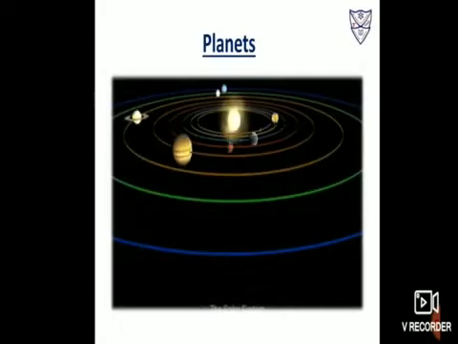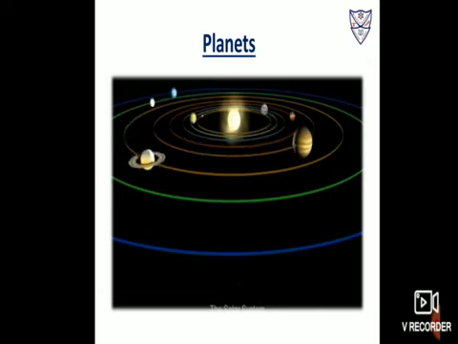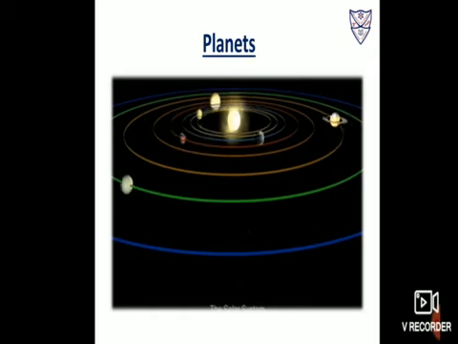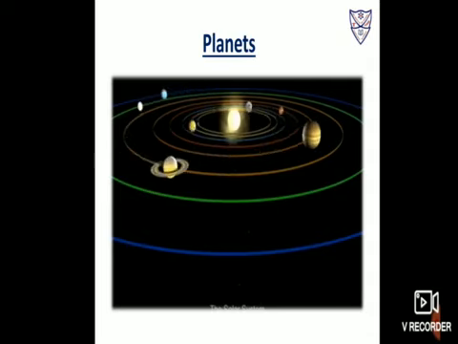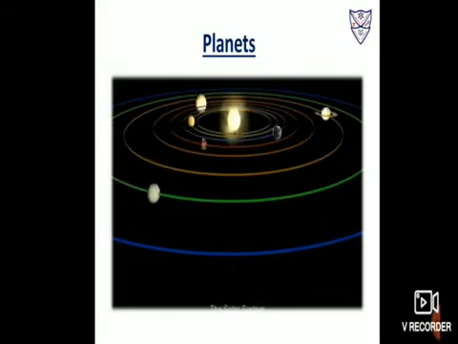Now students, let us discuss planets. Planets are solid heavenly bodies which revolve around the sun in a closed elliptical orbit, or we can say path. There are 8 planets including the Earth in the solar system.